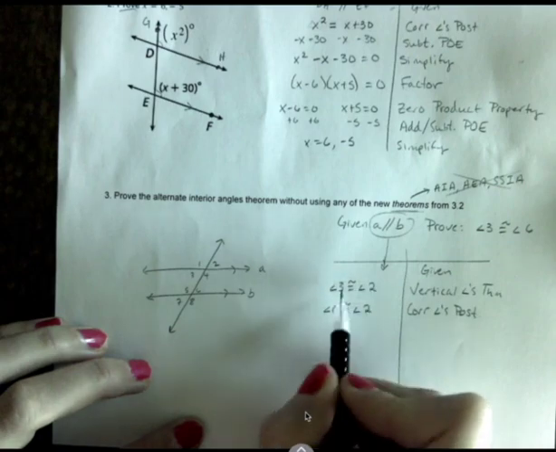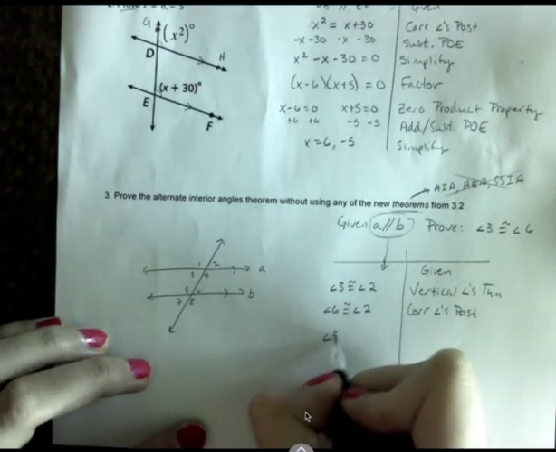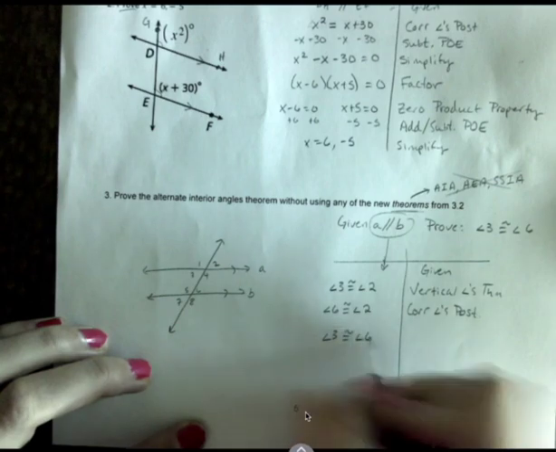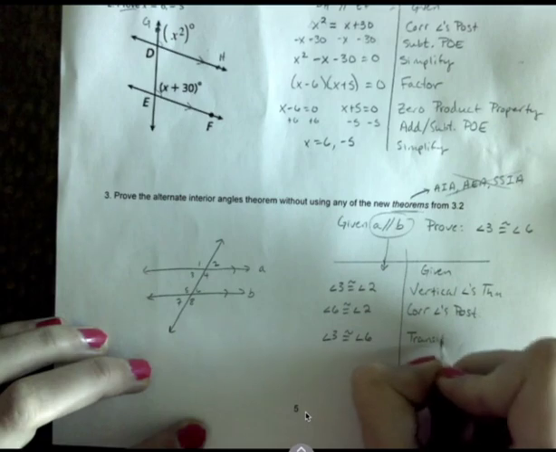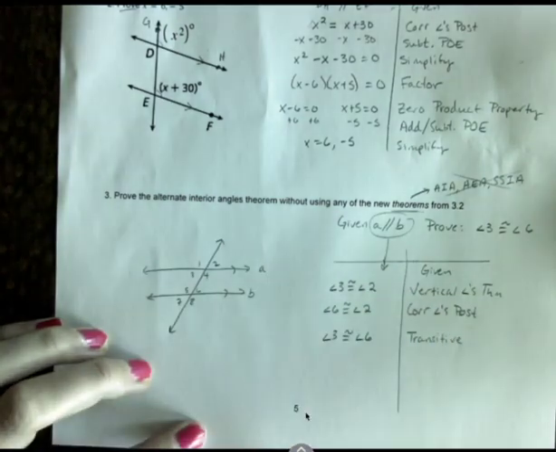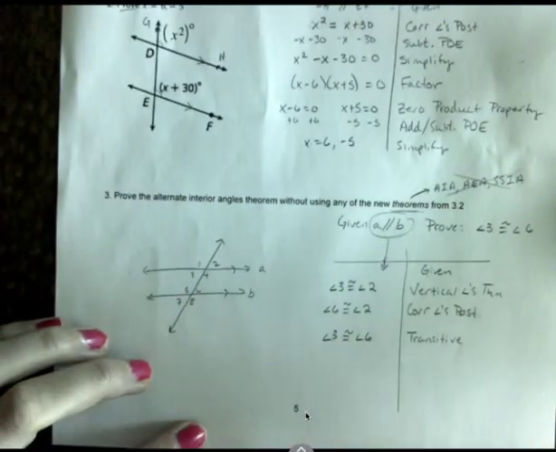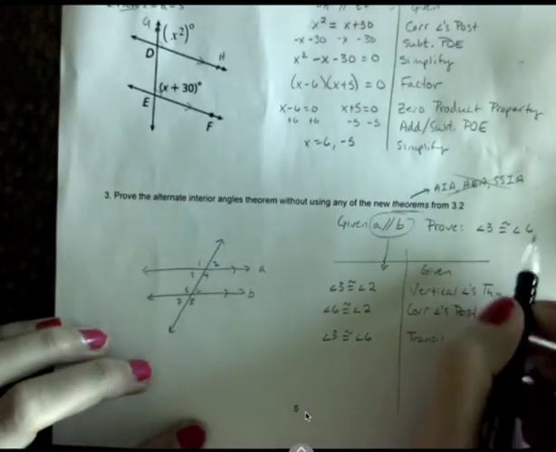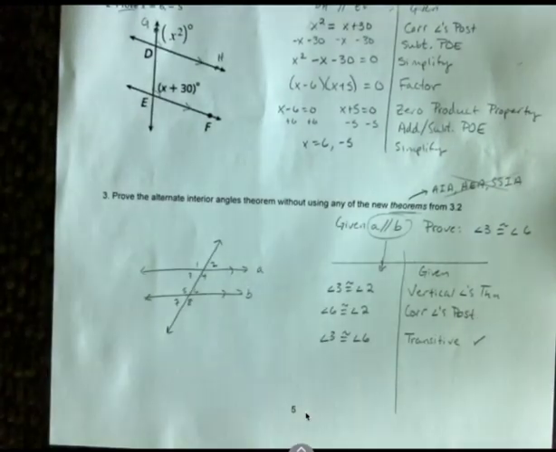So if angle 2 is the same as 3, and angle 2 is also the same as angle 6, angle 3 must be congruent to angle 6, and that is the transitive property. If something is congruent to two different things, those two things must be congruent to each other as well. Okay, so we just did it. We tried to prove angle 3 is congruent to angle 6. We're done. All right, and that is it for 3.2.